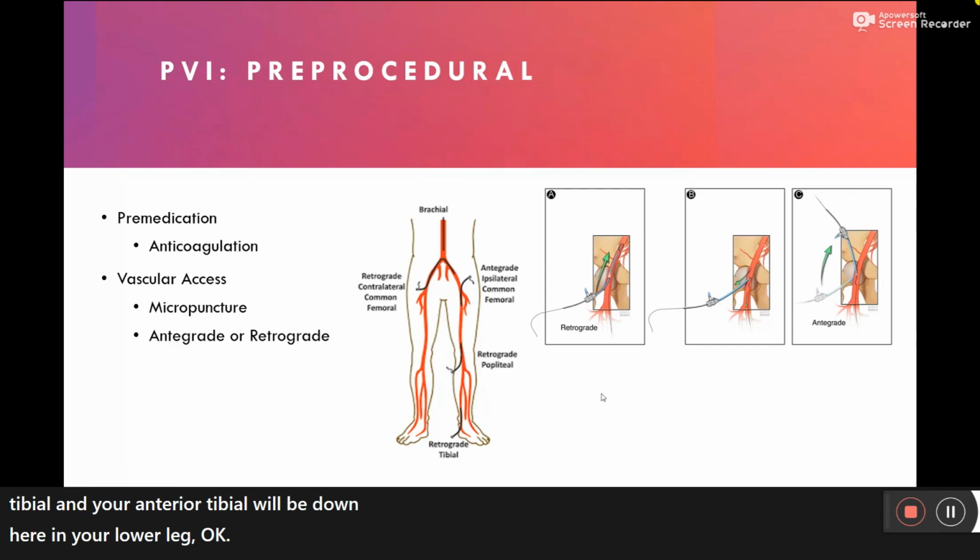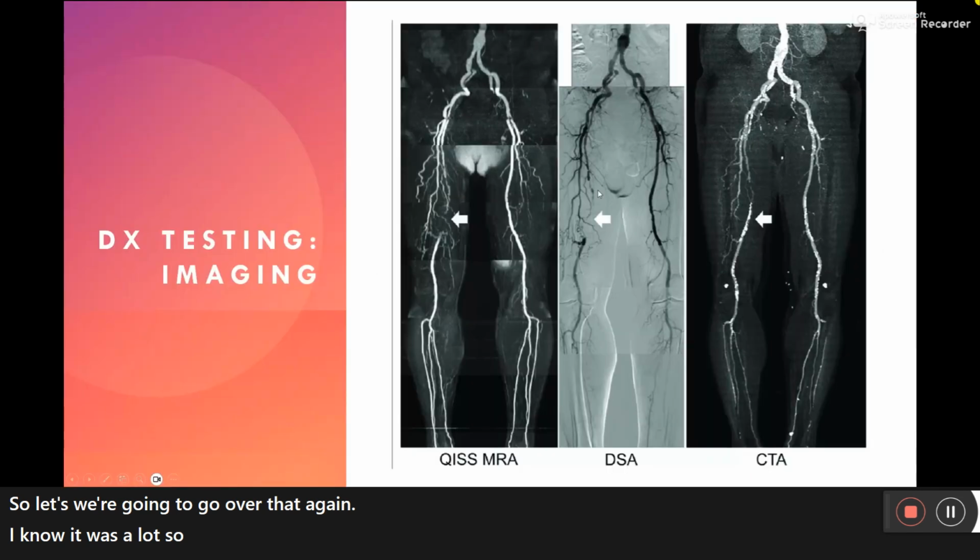So we're going to go over that again. I know it was a lot. So let's say we find a blockage. This blockage right here. We've got a mid-right SFA blockage that we want to fix. Okay. And we need to start getting our tools and strategizing on how we're going to fix it.